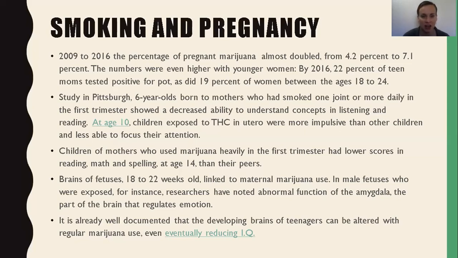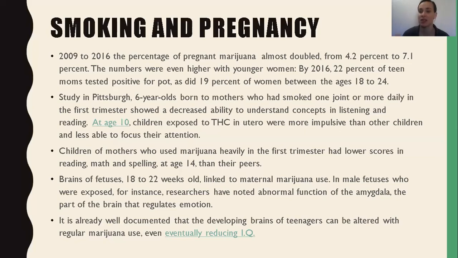And then at age 10, children exposed to THC, that's the active part of the drug. Apparently you can distill it, and that's why you can have hemp oils that you can ingest, or the hemp seed. I think that's what makes our moisturizer and stuff like that. But the THC is the actual drug part in you. So children who were exposed to that, either by eating it or by smoking it in utero, were more impulsive than other children and less able to focus their attention.